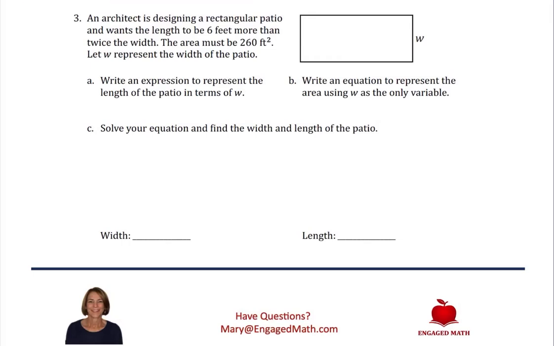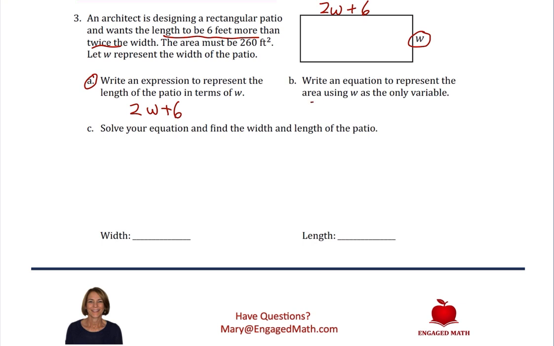And I'm going to assume you have already read this problem. So we're going to jump right into Part A, where we are trying to write an expression for the length. We are given that W is the width of this particular patio. And we also know that the length is going to be 6 feet more than twice the width. So twice the width would be 2W, and then it's 6 feet more than that. So 2W plus 6 is our length.